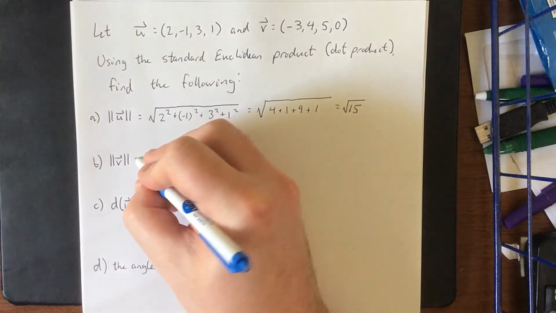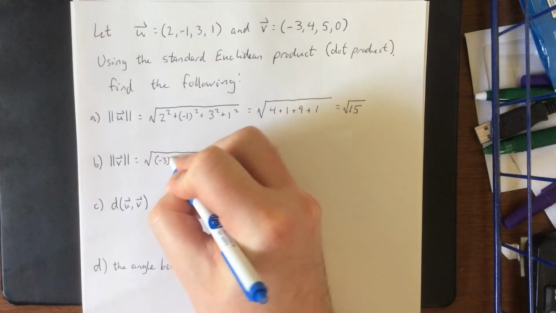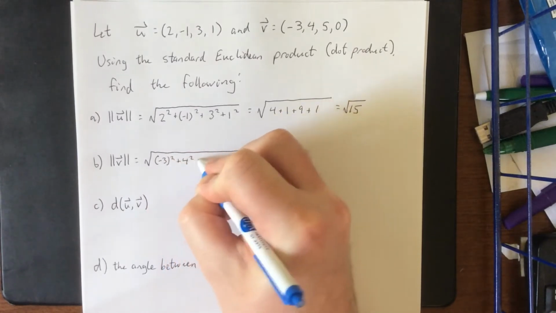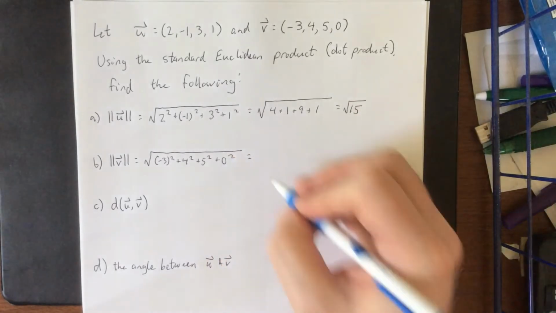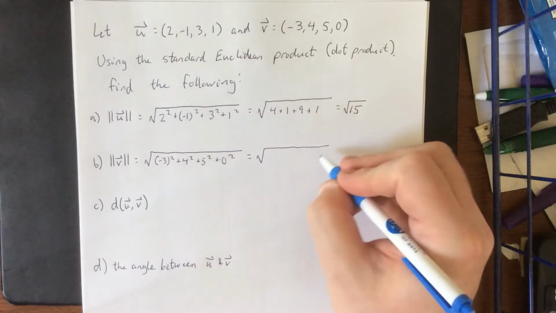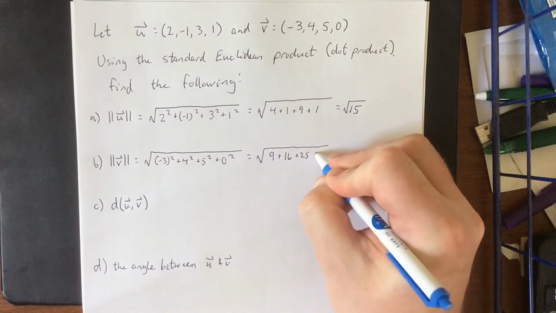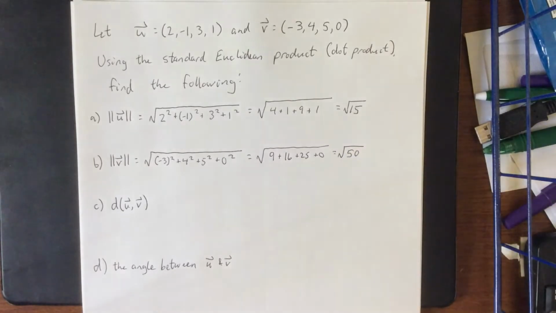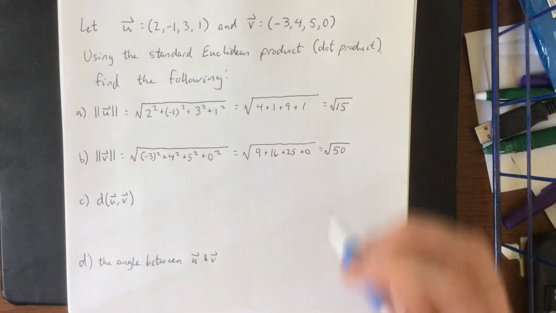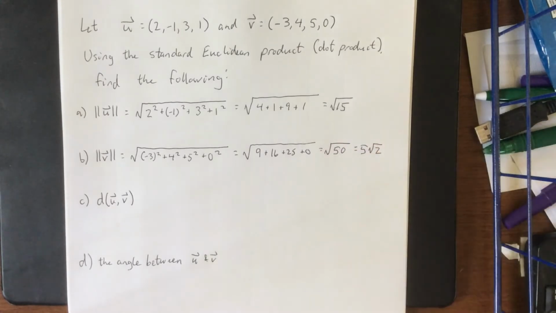Doing something similar for the length of v. We'll square the entry -3, we'll square the 4, square the 5, square the 0. We're going to add them all together underneath the radical. That'll be 9 plus 16 plus 25 plus 0. Now when we add all of those together, I'm getting the square root of 50. However, square root of 50 can be simplified, and so I'm going to do so. That'll be 5 square roots of 2.